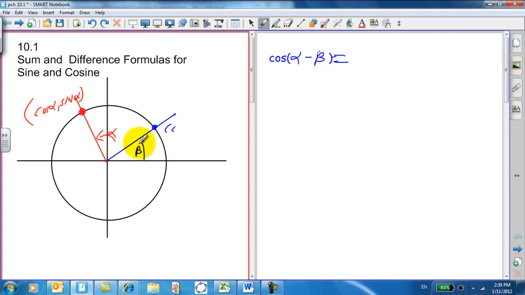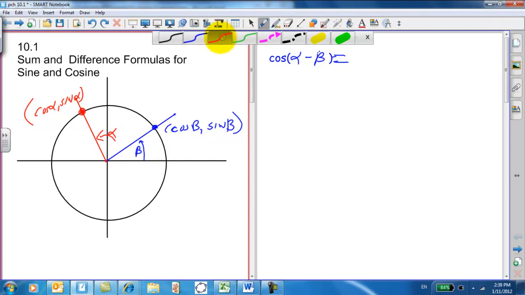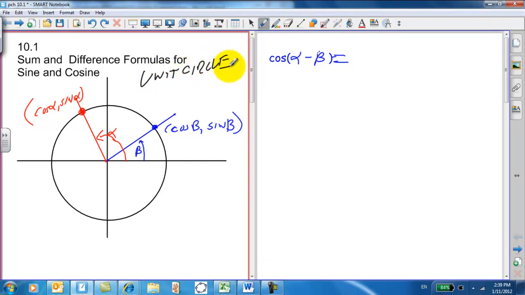So on the unit circle, this is cosine beta comma sine beta, because I'm on the unit circle. Now, we have two ways to figure out what the distance is between these two. Because I set them up like this, this angle in between is alpha minus beta. And so I can first use our recently proven law of cosines to come up with what this length is here. And let's just call this AB.